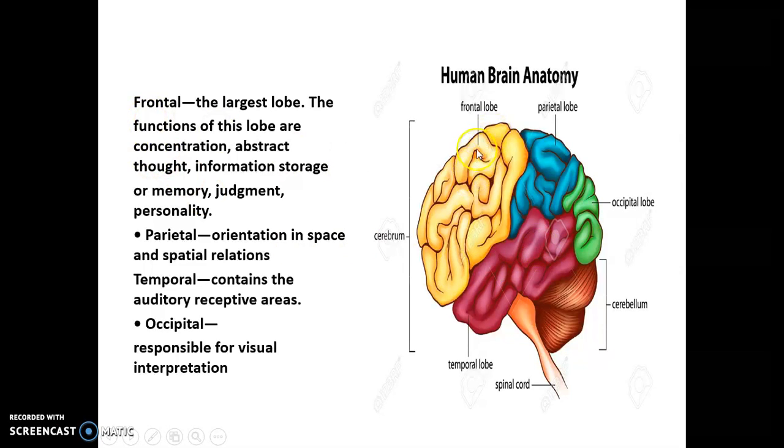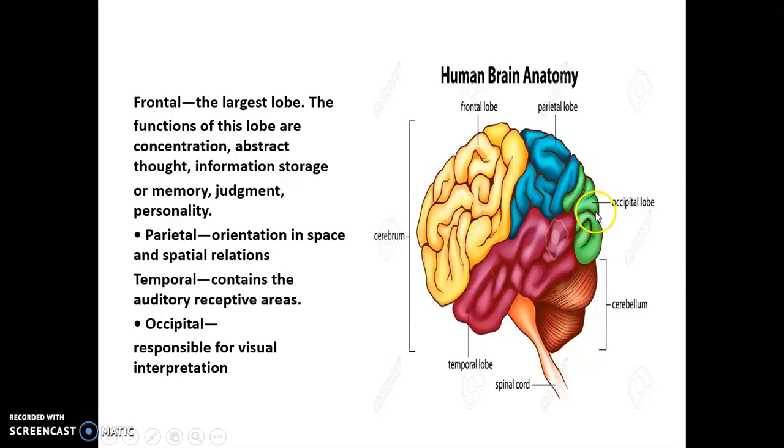Frontal lobe, this is the frontal lobe. The frontal lobe is the largest lobe, and the functions of this lobe are concentration, abstract thought, information storage, memory, judgment, personality. This is not important, but the frontal lobe is the largest lobe. Then you can see the parietal lobe. The parietal lobe is situated here. This part is called the parietal lobe. The parietal lobe helps with orientation in space and spatial relations. Then the temporal lobe contains auditory areas for hearing. Then the occipital lobe is for visual interpretation.